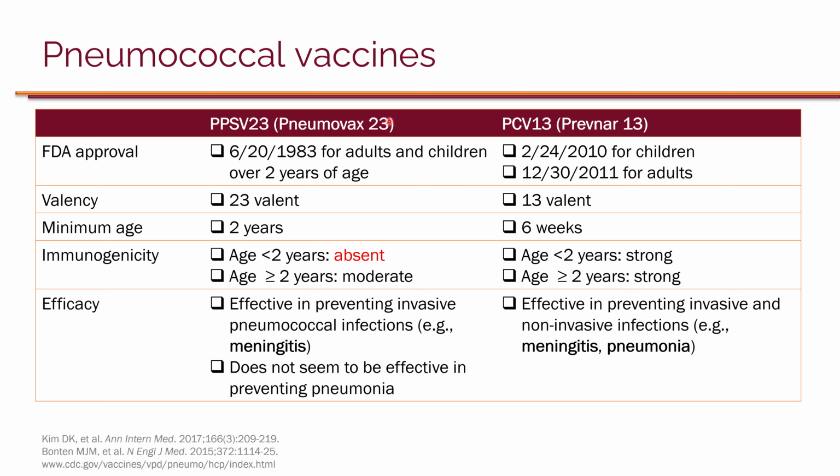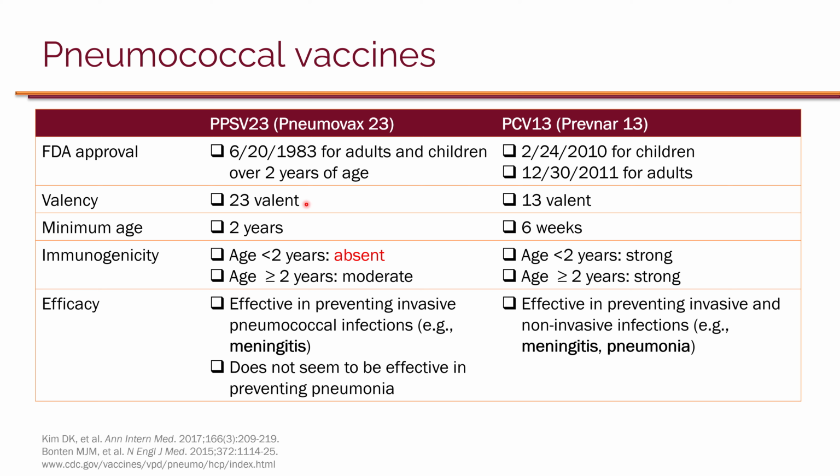So PPSV 23, which is the oldest one on the market, came to the market in 1983. Because it's a polysaccharide vaccine, it does not depend on T cells, and because infants or toddlers under the age of 2 have not matured their immune system, you're essentially not going to have immunogenicity under 2 years of age. So PPSV 23, for that reason, because it does not activate the T cells, is not used for under age 2.